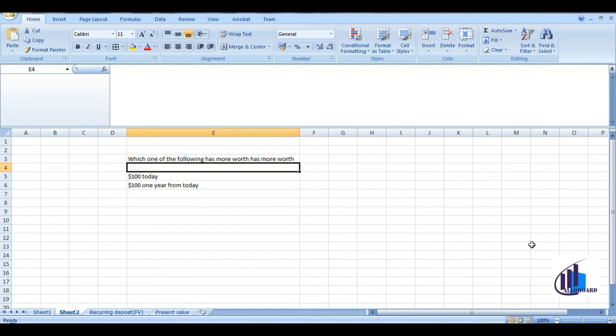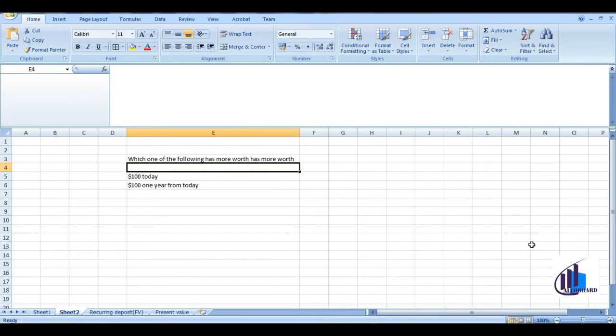So after 1 year, if you keep the same $100, you won't be able to buy one kg of rice with the same $100 which you have today. After 1 year, you will be able to buy only, for assumption purpose, 0.9 kgs of rice. So this is what a future value is.